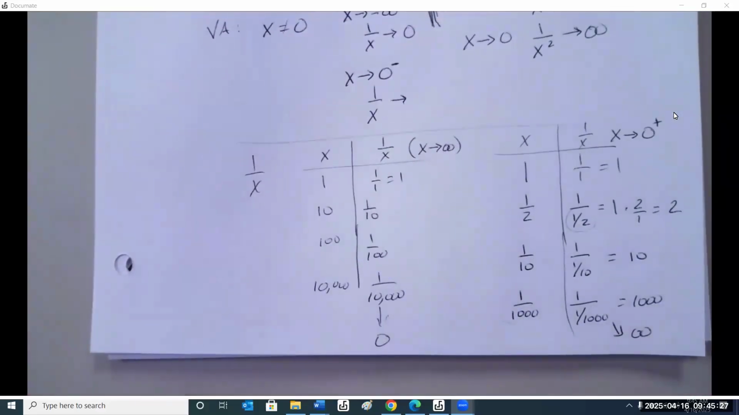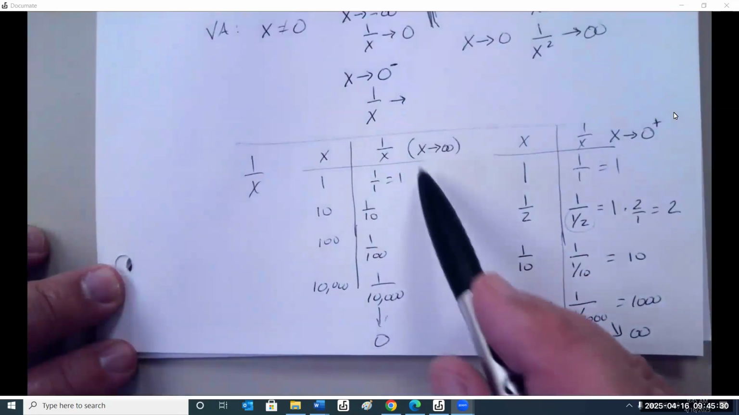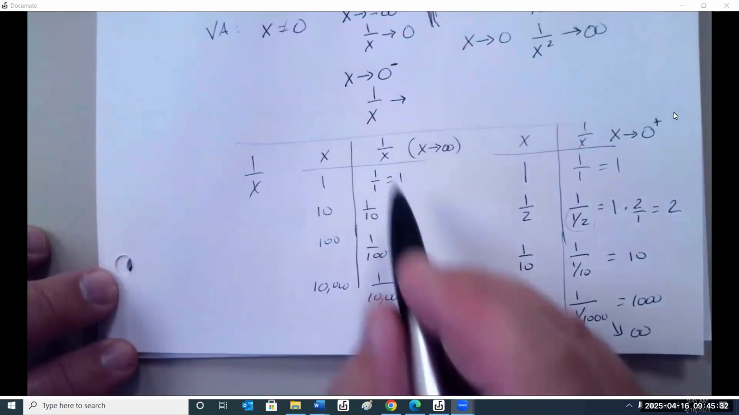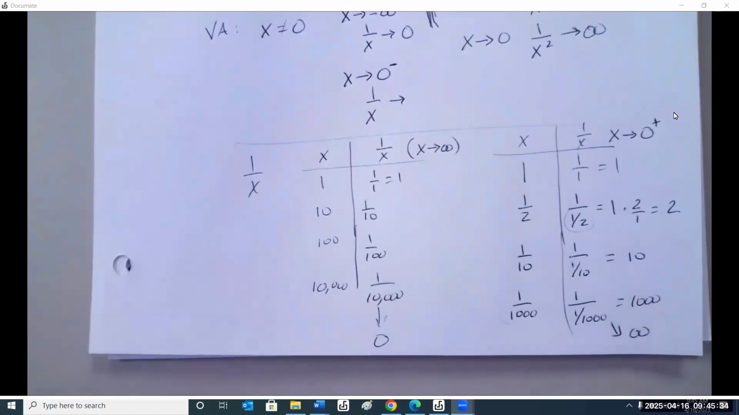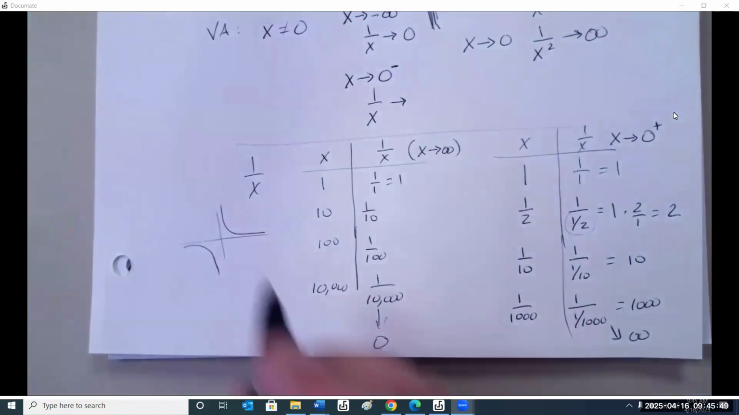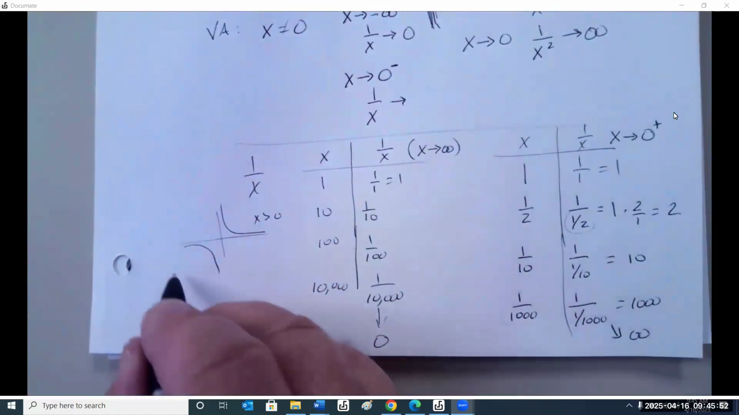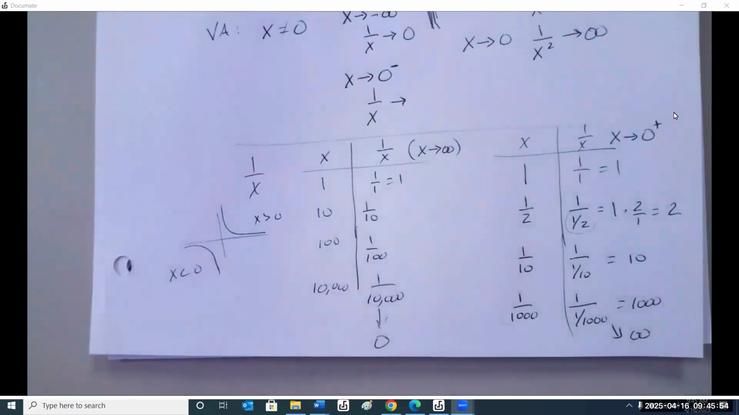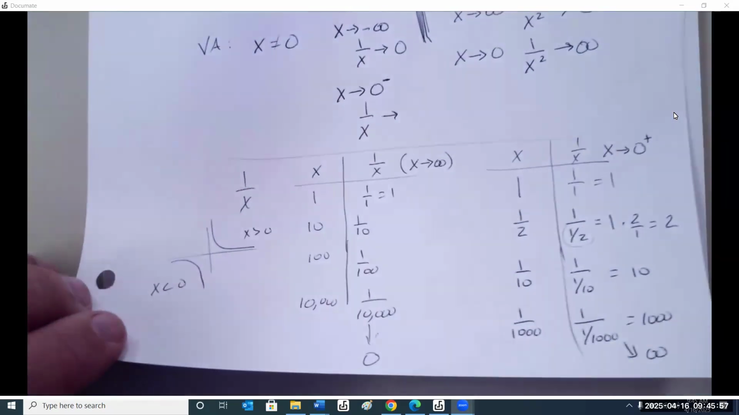And same thing on the negative side. As x goes to negative infinity, the number becomes negative, but it still goes to 0. And this one here, same thing there. The numbers are all negative, but they're going to negative infinity. So that's what it looks like. When x is positive, it's positive. When x is negative, it's negative. All right. I want to give you that heads up because we're going to talk about what are called rational functions.